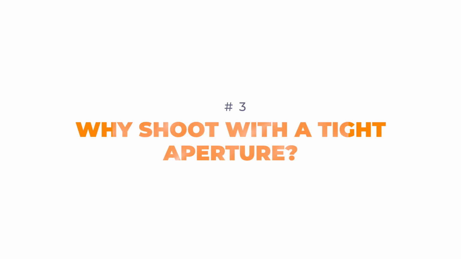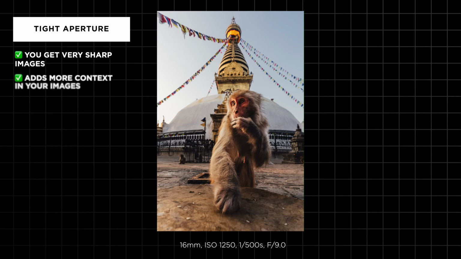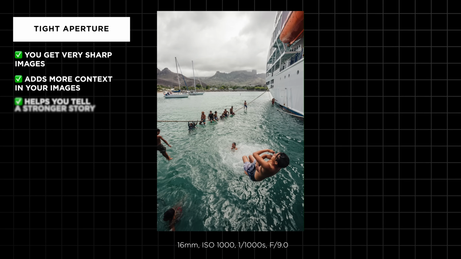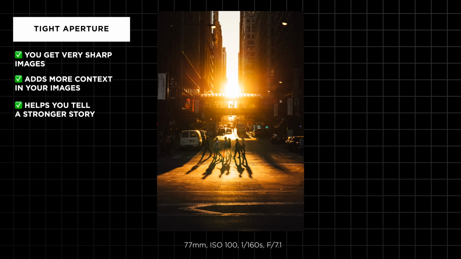So, tight apertures, what is the secret here? Well, the secret is, first, you get very sharp images around f8, for example. And on top of that, you get a lot of context in your images, which can backfire on you, but it can also be a blessing because you add context, you're able to tell a stronger story that is richer in details, that tells you, for example, that person is doing something, but you can tell what's happening in the background also, which informs your photo.